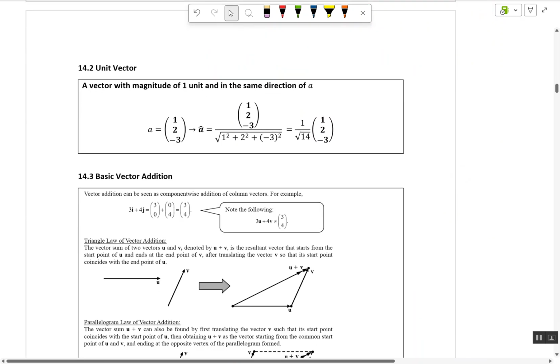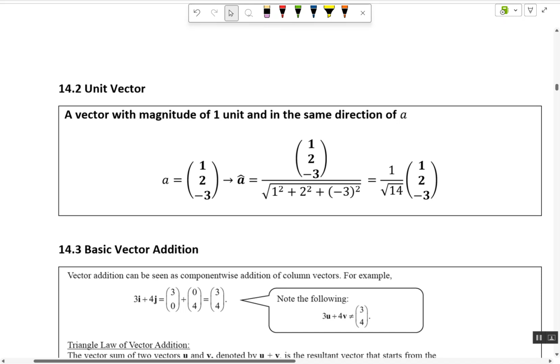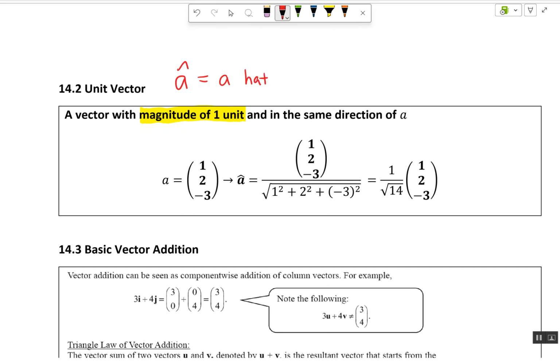So the next part is called a unit vector. A unit vector is a vector with magnitude 1, and this concept is important because we will need to use a unit vector in some forms later on. When we see a unit vector, it is called a hat. The formula for this is the vector A divided by the magnitude of A.